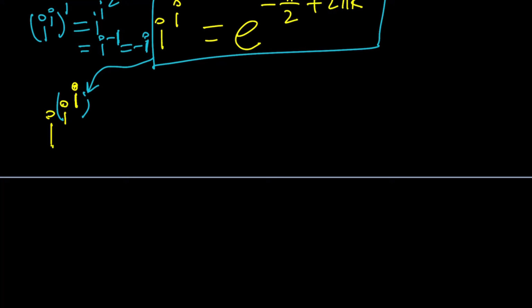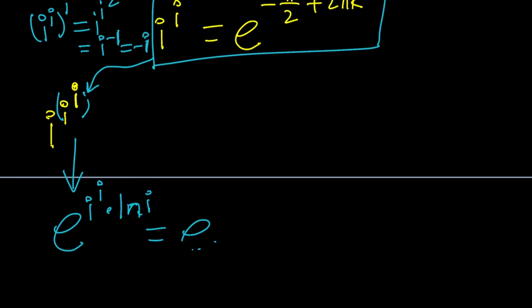Before I replace i to the i with that, I could probably use the same identity that I used before, which is e to the power i to the i times ln i. Now I know both of these, right? We did ln i before, and we know i to the i. So now, this is going to be e to the power i to the i, which is e to the power negative pi over 2 plus 2 pi k, where k is an integer, remember that, right?